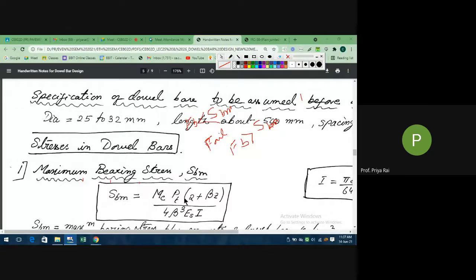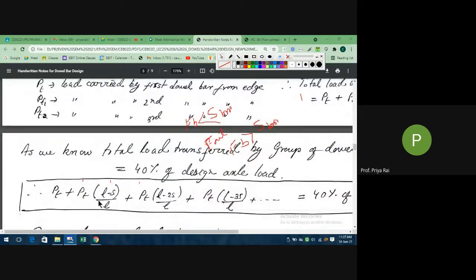So how can we reduce PT? We can reduce this PT by increasing this number of terms. So when this number of terms is increased, this is the first Dowell bar, this is the second Dowell bar, third, fourth. That means we are increasing the number of the Dowell bar.